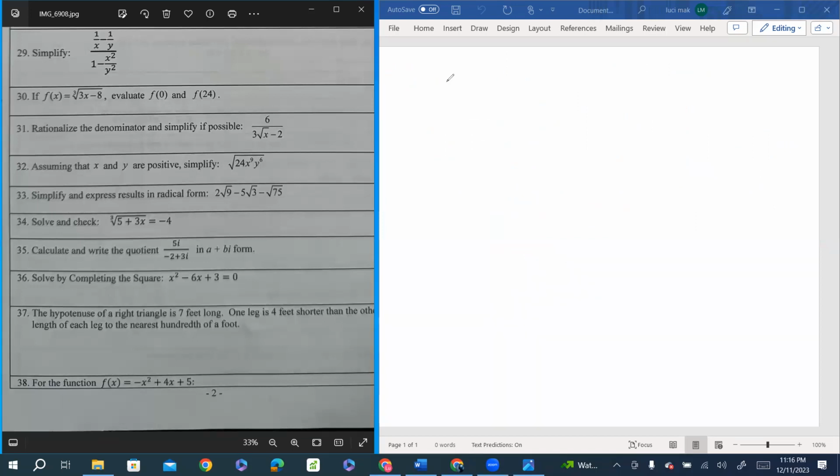All right. So question number 32, I believe. Let's do 32. All right, is that 32? Hopefully it's 32. Yes, 32. X is positive, or the variables are positive. We need to simplify the square root of 24 x to the power of 9 and y to the power of 6. Now, when you have square roots, the exponent is 1 over 2 because the index is 2.